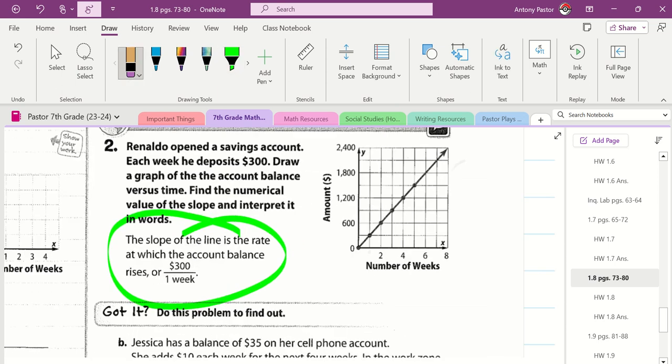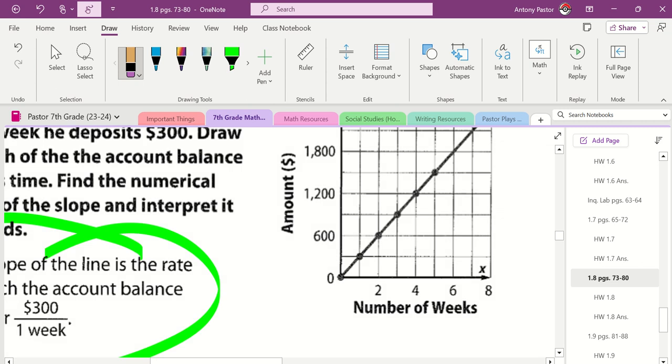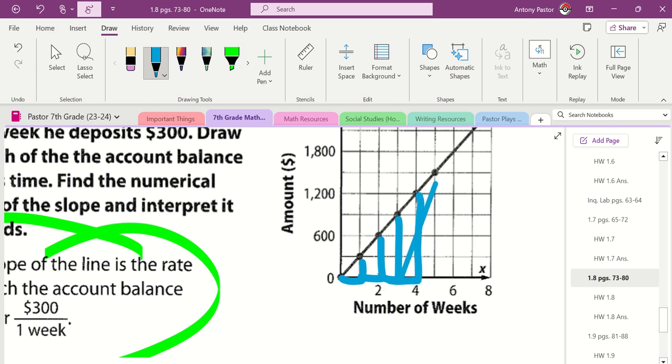If we pay close attention to this, after 1 week, he had $300. After 2 weeks, $600. After 3 weeks, $900. 4 weeks, $1,200. 5 weeks, $1,500. 6 weeks, $1,800, and so on. If we want to know what our slope is, we just pick 1 point to 1 point.